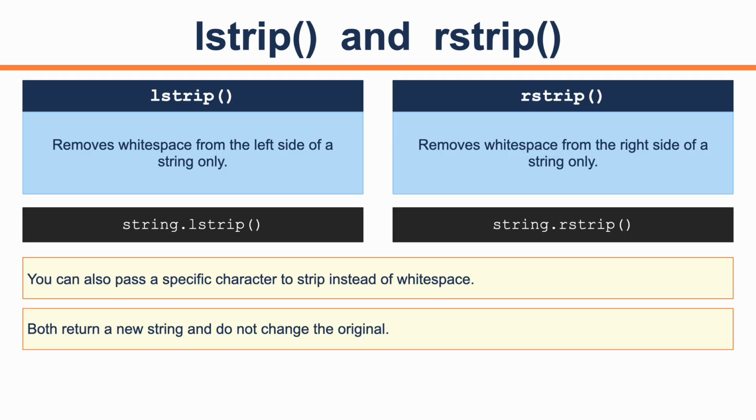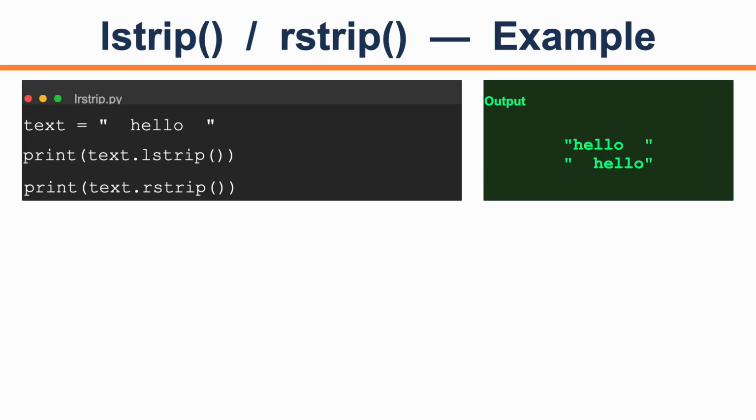The lstrip method removes whitespace from the left side of a string only. The rstrip method removes whitespace from the right side only. Both return a new string without changing the original. Here we store a string with spaces on both sides. Calling lstrip removes only the leading spaces. Calling rstrip removes only the trailing spaces. The other side stays unchanged in each case.